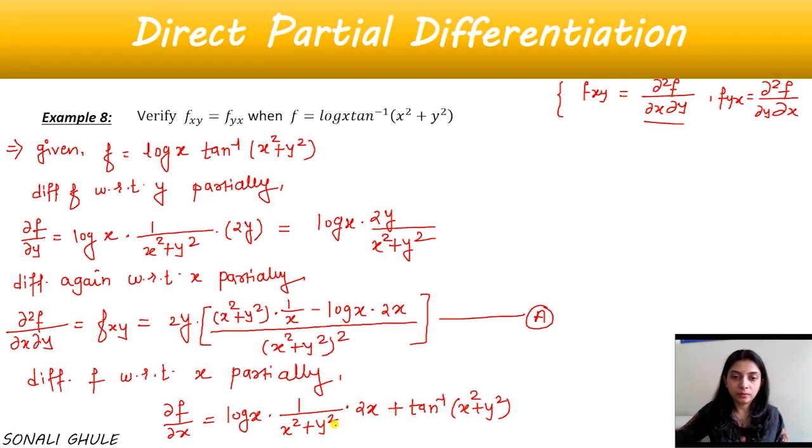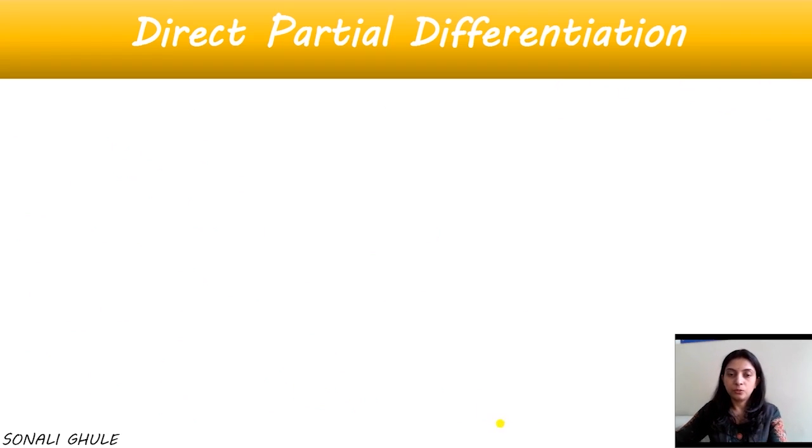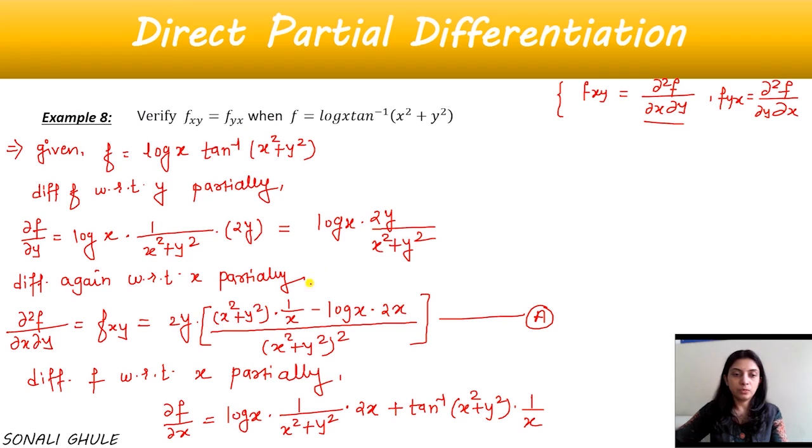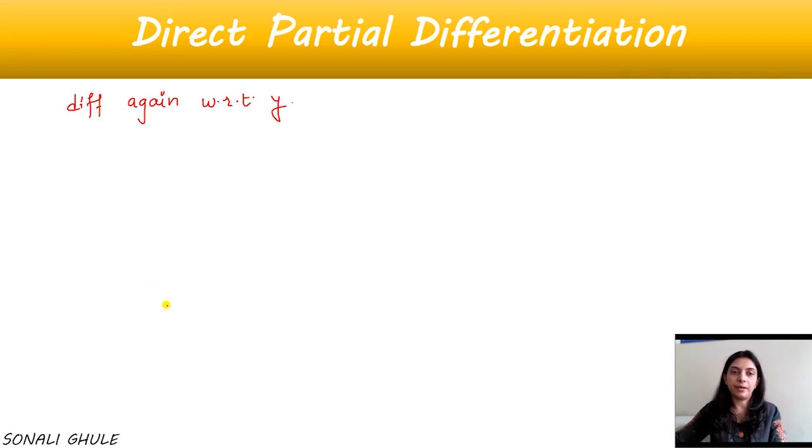suppose this log x, so it is 1 upon x. Okay, so I hope you understood the example. Now I have to differentiate this with respect to y again. So, differentiate again with respect to y, right? So this will give us the double derivative of the function with respect to x and y.